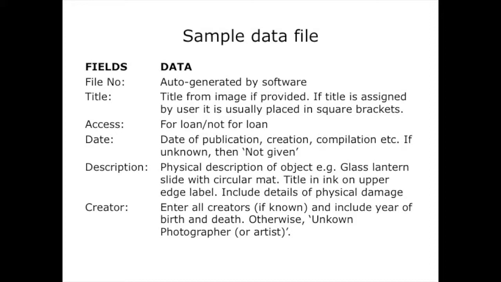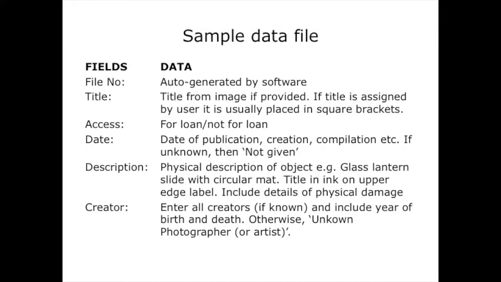The file number is auto-generated, and in most cases encoded by the software. If the image already has a title, then use that. If the title is assigned by the user, then it is usually placed in square brackets. Access refers to whether the item is for loan or not for loan. The date given here is the date of publication of a book, creation of a photograph or artwork, or compilation of a scrapbook. If this is unknown, then enter not given.